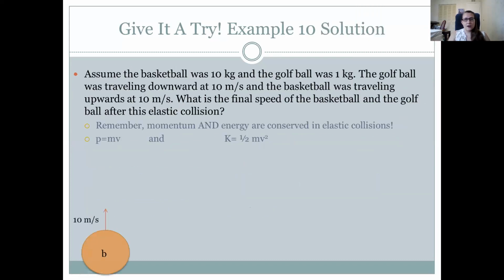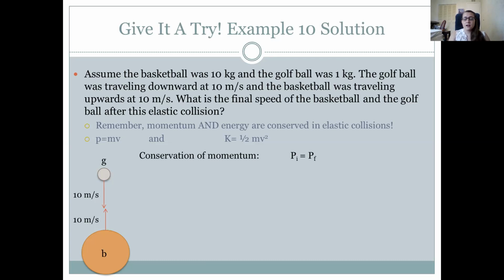So here is our basketball. Initially, it's traveling upward at 10 meters per second. And our golf ball is initially traveling downward at 10 meters per second. Now, in the video, they were stacked directly on top of each other, but just for the sake of clarity of the drawing, I drew them a little bit separated. We are talking about the moment when they are colliding and the basketball on the bottom is about to propel the golf ball upward. That's the actual moment that we're referring to in this scenario.